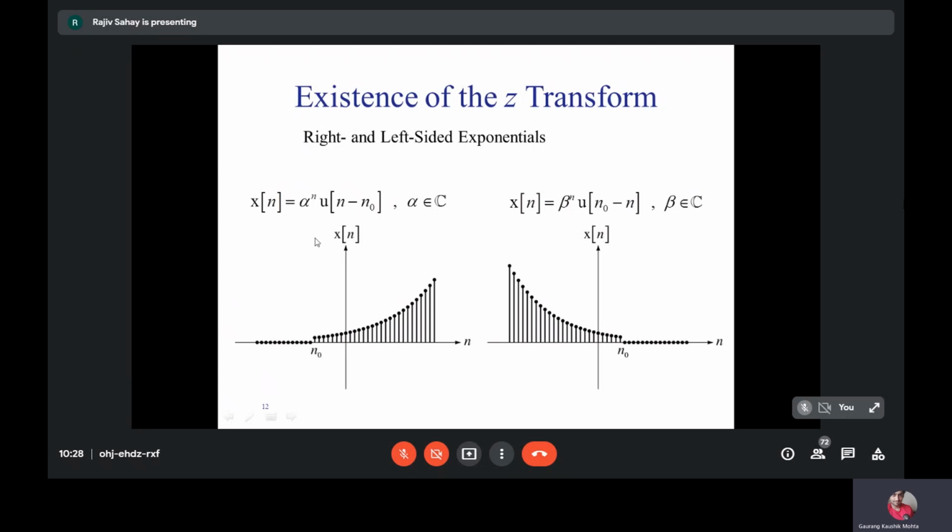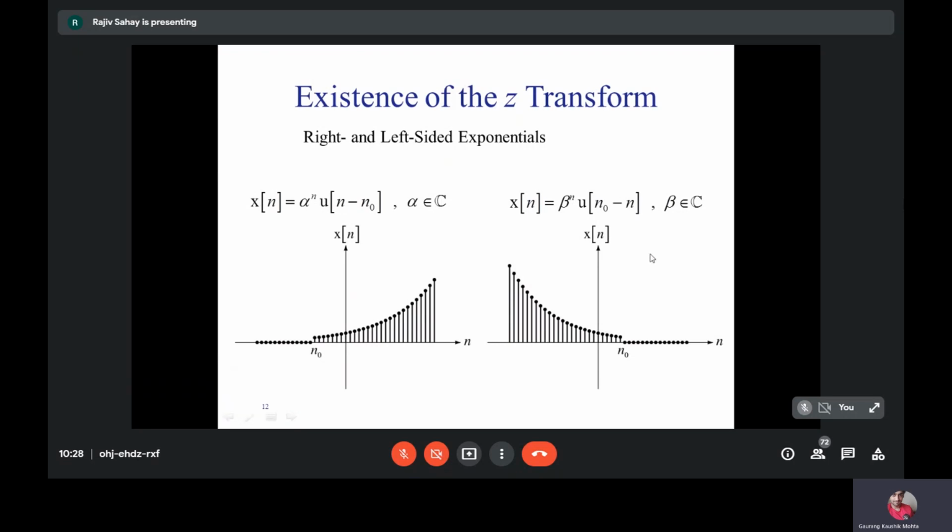So alpha to the power n u of n minus n naught. So switching action happens at n naught. Similarly, we have the left-hand side signal, a left-hand side exponential, that is beta to the power n u of n minus n naught, or rather minus n plus n naught. That is u of n naught minus n.